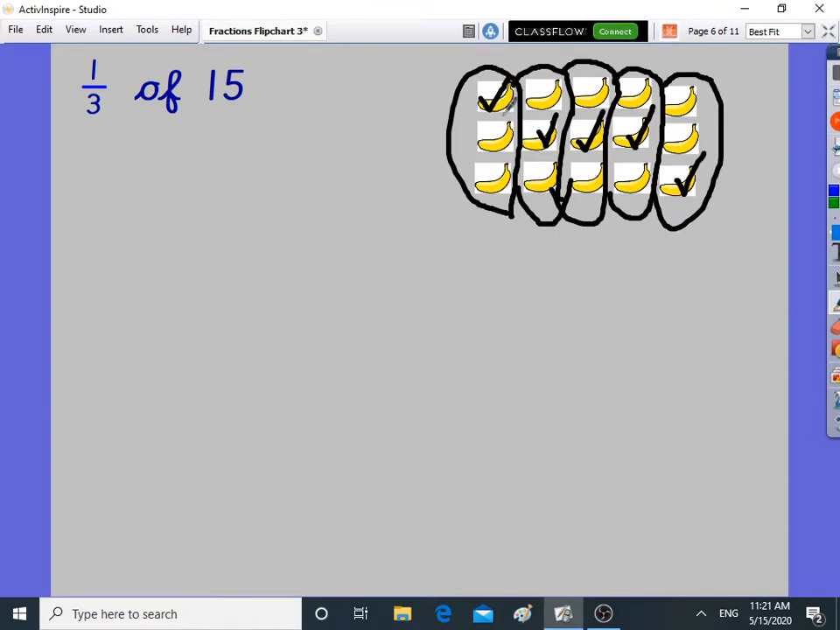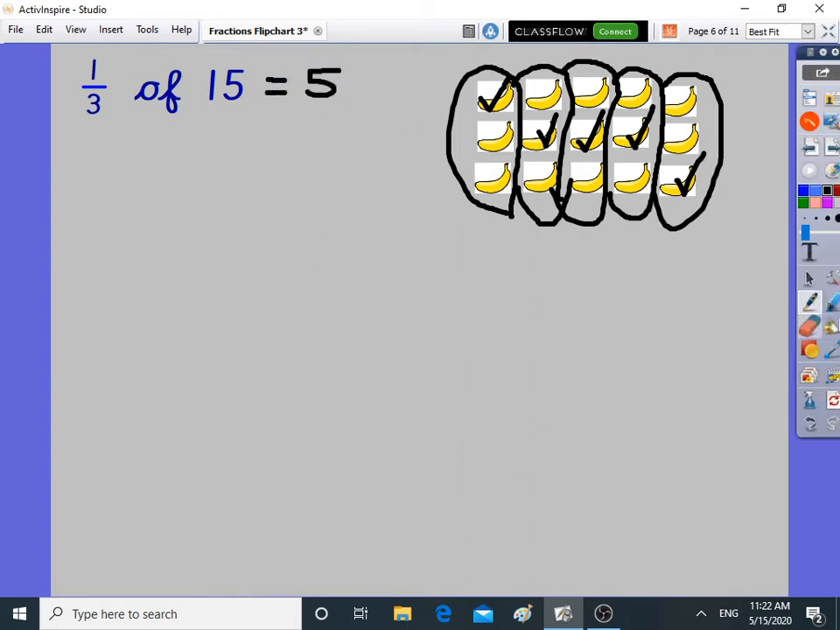So every time I saw 3, I ticked just 1. So 1 out of 3. And how many ticks are there? 1, 2, 3, 4, 5. 5. 1/3 of 15 is 5.